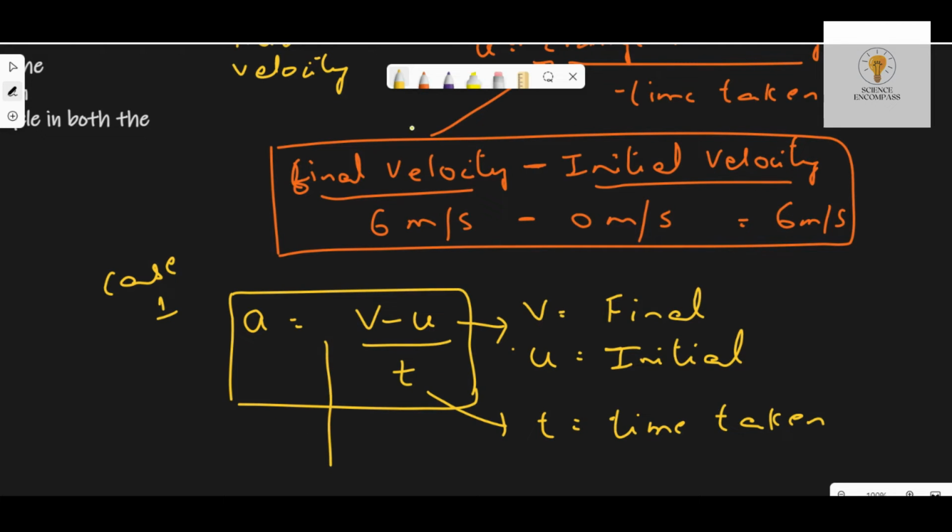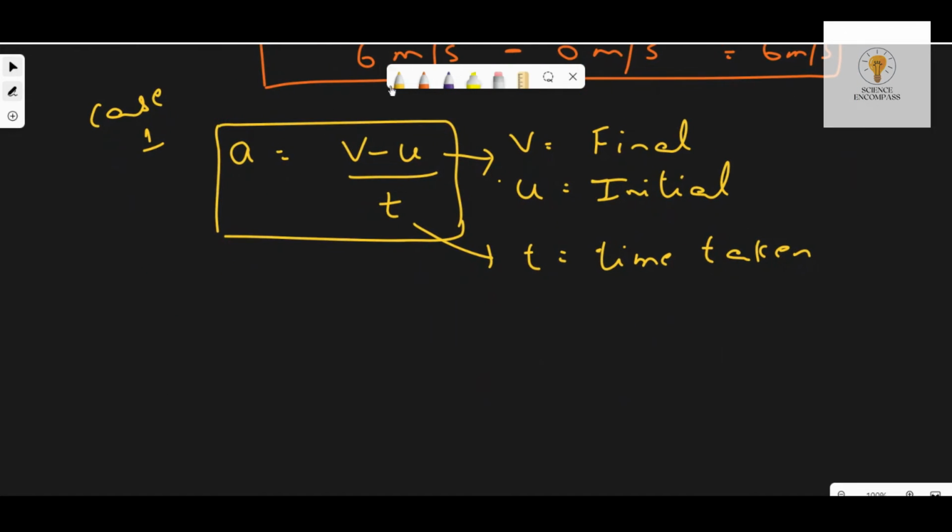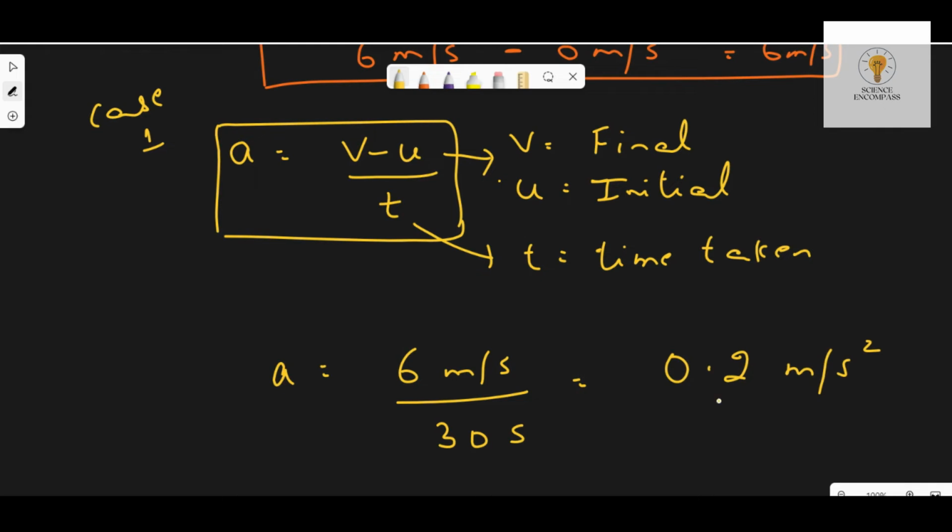So let's just plug it in. Acceleration is nothing but that number that we got, 6 meter per second divided by 30 seconds. When you calculate this, you will get the answer as 0.2 meter per second squared. That would be your acceleration for case number 1.